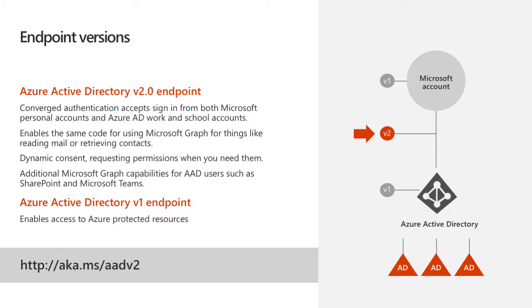I talked already a bit earlier about dynamic consent. This gives me the ability to not have to define the permissions up front when I register the application and force the user to go through the entire process of accepting all the permissions as an all-or-nothing proposition. Instead, my application can request permissions at runtime from Azure AD, and if the user hasn't granted those permissions, then Azure AD will prompt the user to grant those permissions at that time.